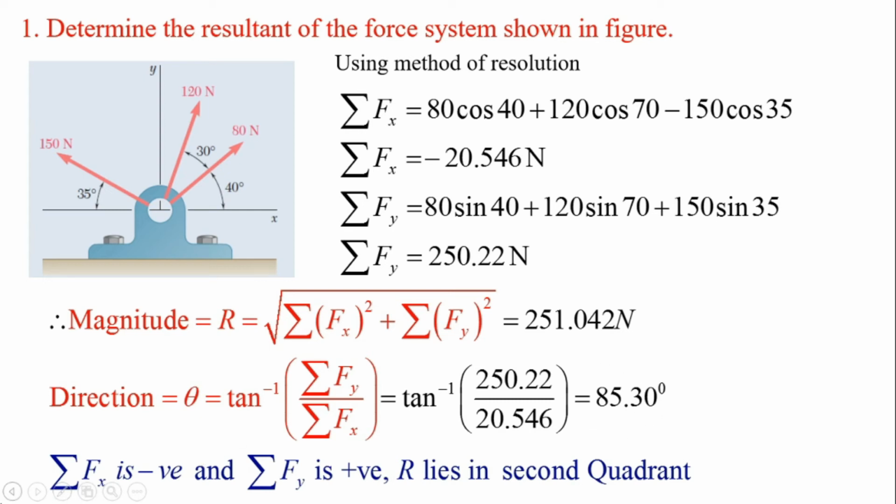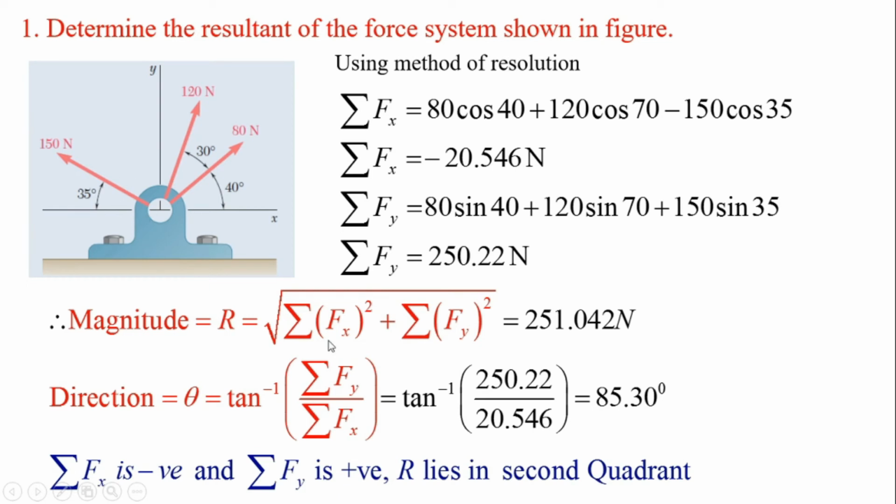Now, we have to decide in which quadrant the resultant is acting. You can refer to the previous lectures, where I have already explained how to decide the quadrant for the resultant. Here summation Fx is negative and summation Fy is positive, and we know that in the second quadrant x is negative and y is positive, and that is why this resultant is acting in the second quadrant. In this way, the resultant of a number of forces can be determined completely in magnitude and direction.